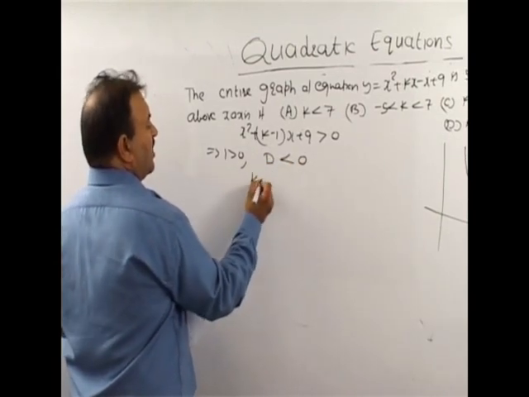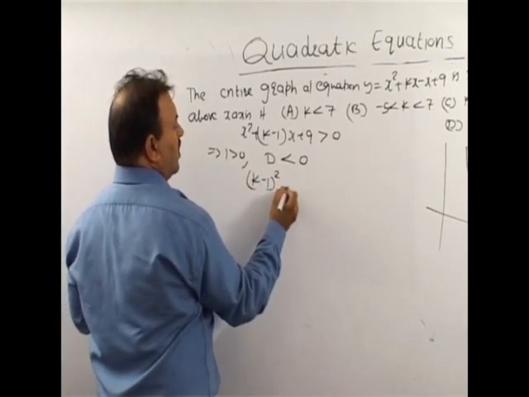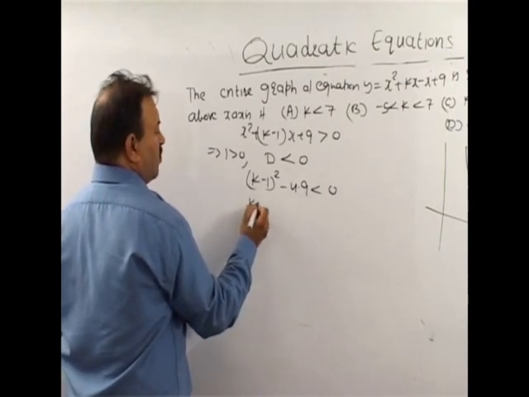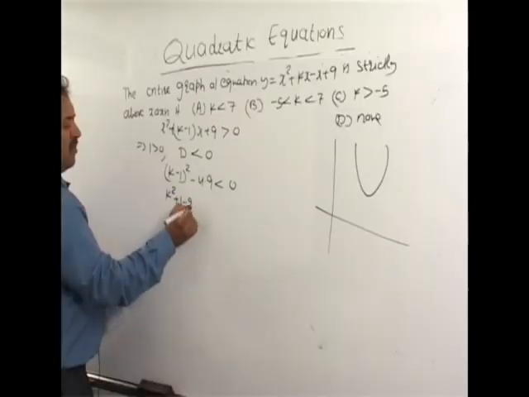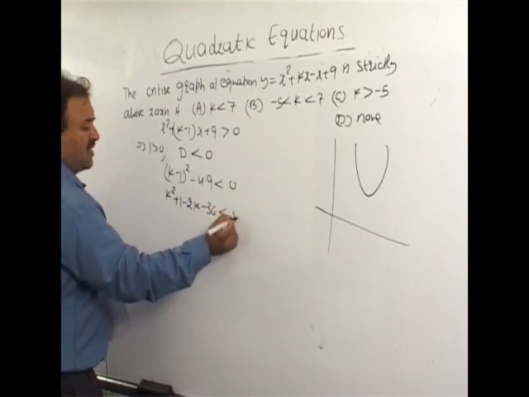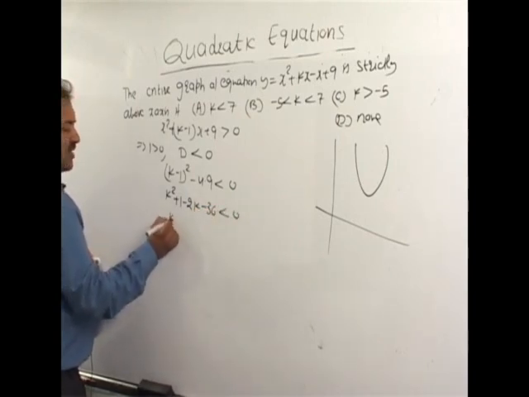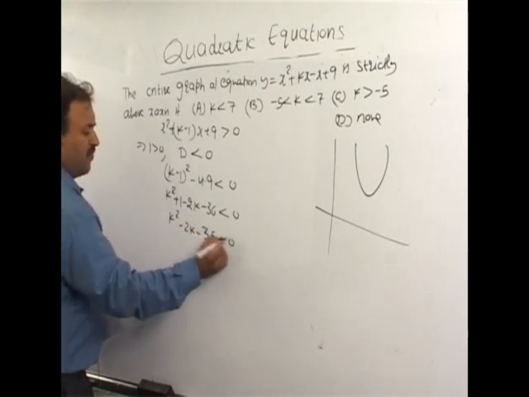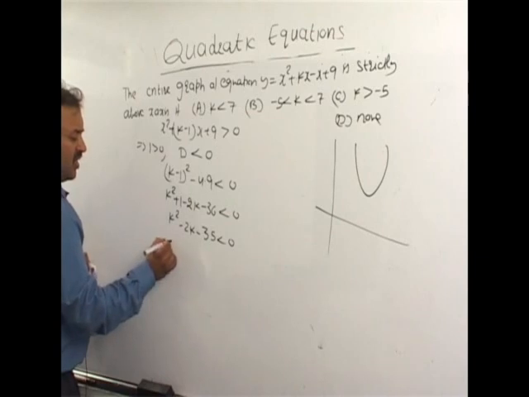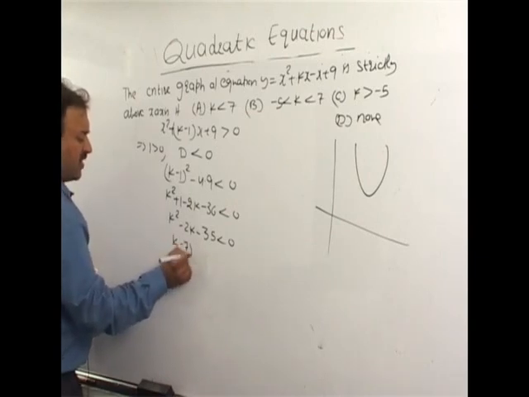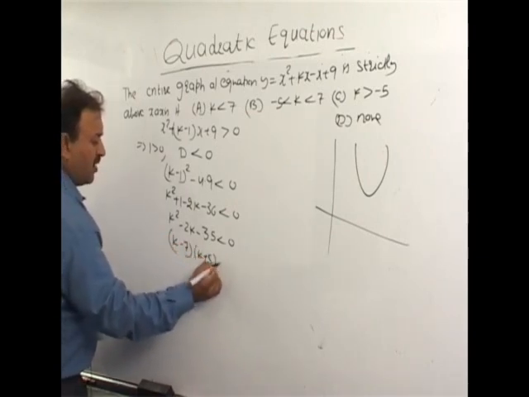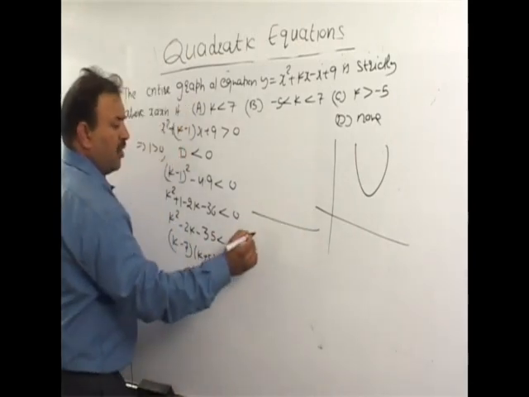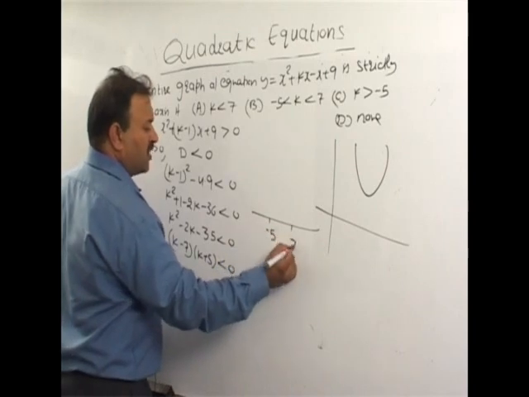That means k minus 1 the whole square minus 4 into 9 less than 0. This is equal to k square plus 1 minus 2k minus 36 less than 0. We get k square minus 2k minus 35 less than 0. The factors of this will be k minus 7, k plus 5 less than 0. Now we draw this on a number line. We get minus 5 and 7.